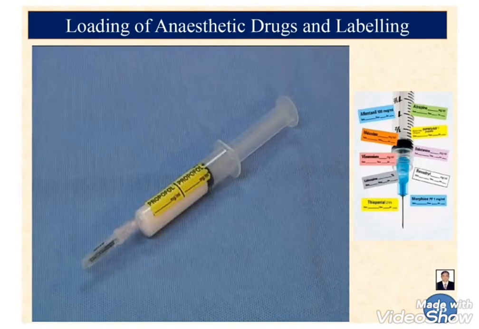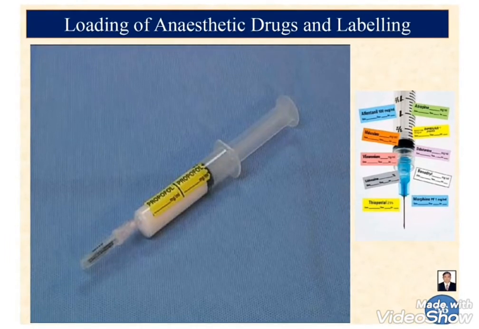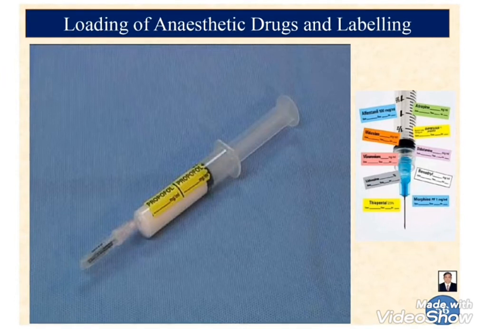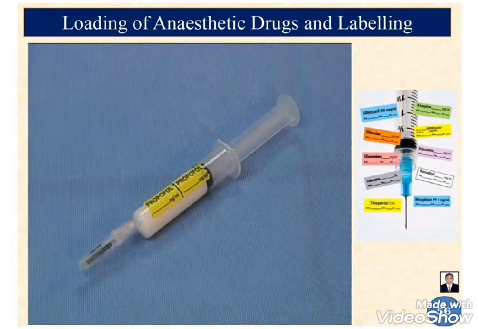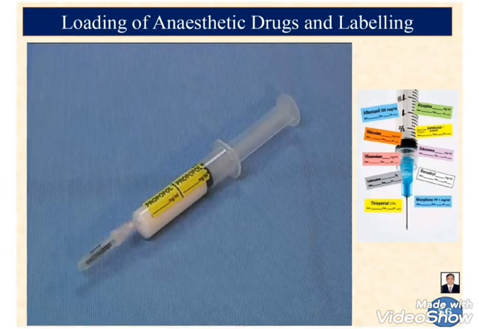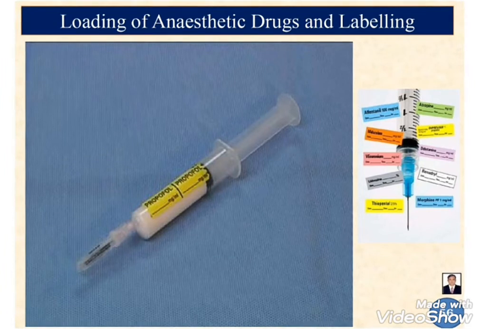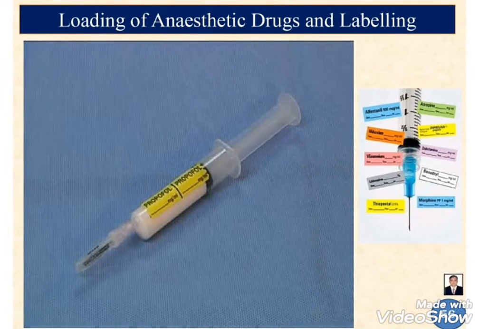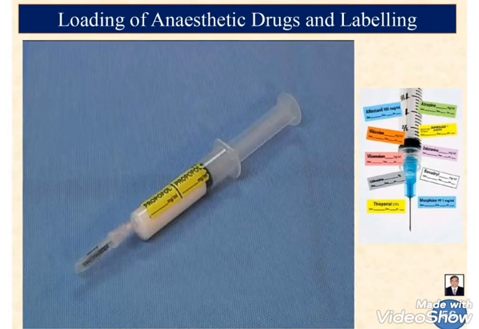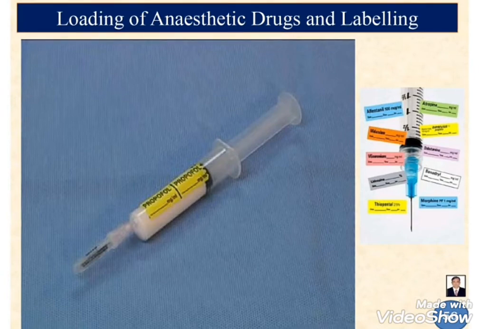Calculate the drugs as per the body weight, then load the anesthetic drugs in a syringe and label it properly. Don't forget, label it. First select the syringe as per the volume, load it, and then label it. Proper labeling must be performed.